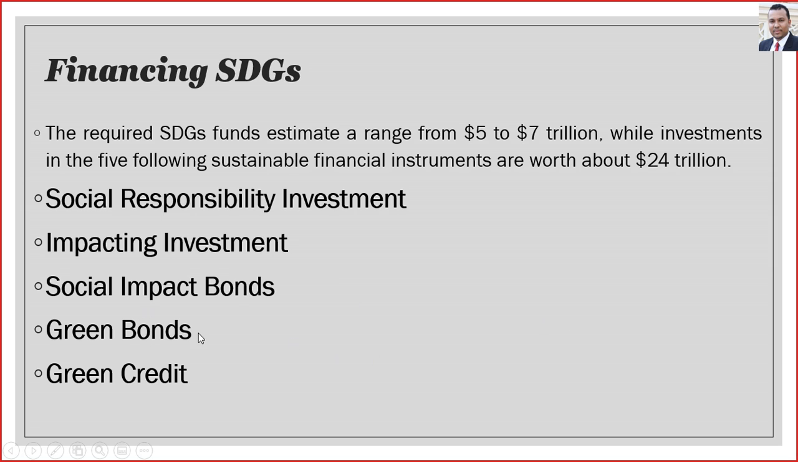Number four, green bonds, and we will explain green bonds in detail in the next lectures. So, mainly green bonds are like any traditional bond. But what is the difference between a green bond and a traditional bond? Which project you fund, which project you finance. If you finance green projects or clean projects, in this case, green bonds. So green bonds are used only to finance green projects, clean projects, environment friendly projects.